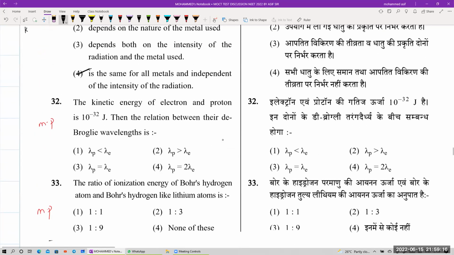The next one. Question number 32. The kinetic energy of the electron and proton is 10 power -32 joules. Then the relation between the de Broglie wavelengths will be equal to how much?